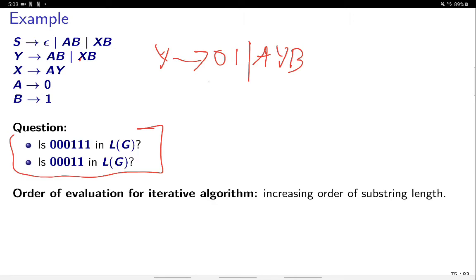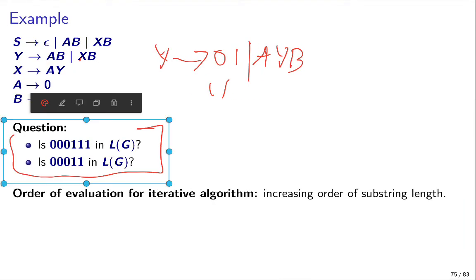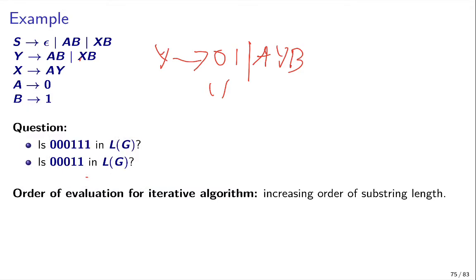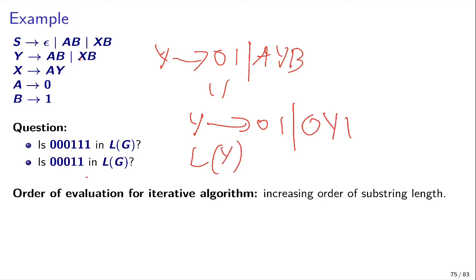So this is equivalent to Y going to 0, 1 or 0, Y, 1. So clearly the language of Y is 0 to the i, 1 to the i, for i larger or equal to 1. So this is the grammar of Y.